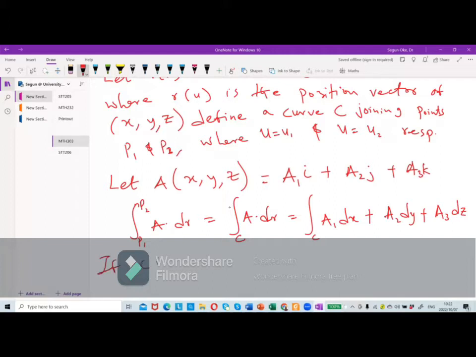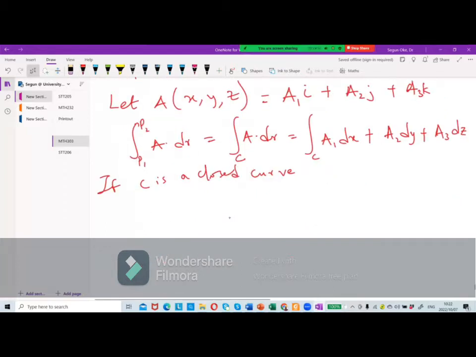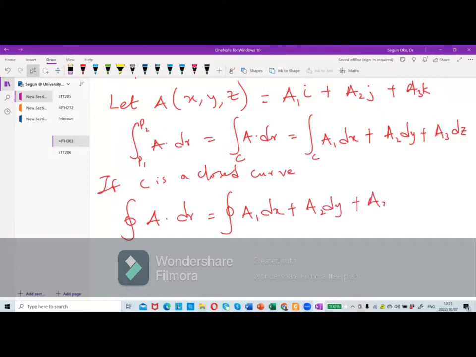If C is a closed curve, we have it to be the integral, put the circle here, of A dot dr, to be the closed integral of A1 dx plus A2 dy plus A3 dz. You can get the definition from there.